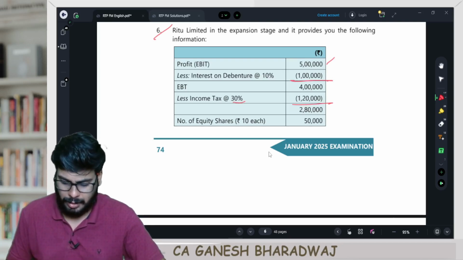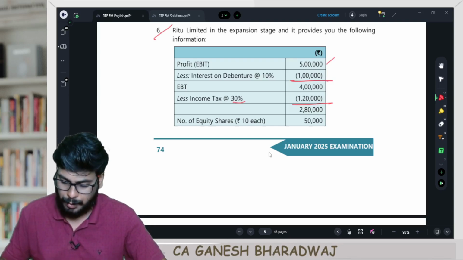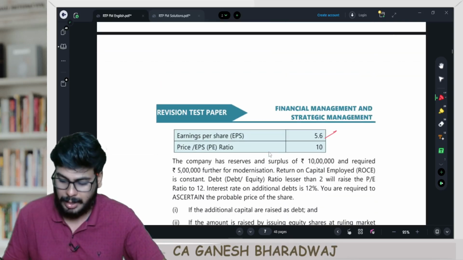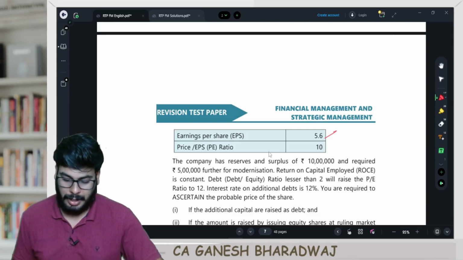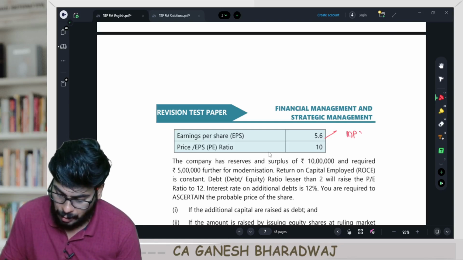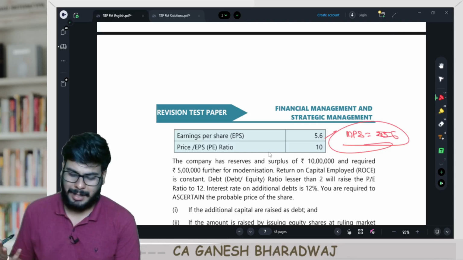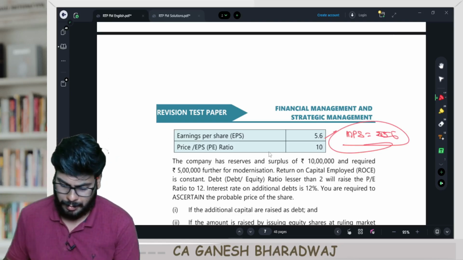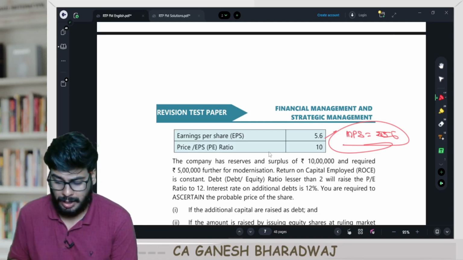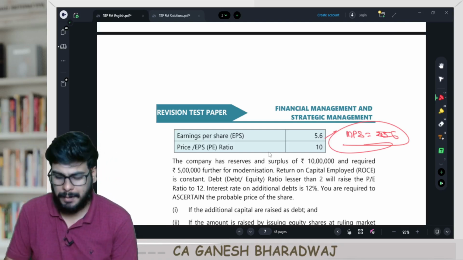It looks like there's no preference and all. So this automatically becomes your earnings available for equity shareholders. And the current number of equity shares, at the rate of 10 each, the number of shares is going to be 50,000 shares. So the EPS currently is 5.6 rupees per share. And the price earnings ratio is given as 10 times, which means what? Your MPS, your market price per share, becomes rupees 56, right? So your EPS into your PE ratio gives you your market price. Your price earning ratio 10 times means the market price is 10 times your EPS, right? So basically you multiply the two, you get your MPS.